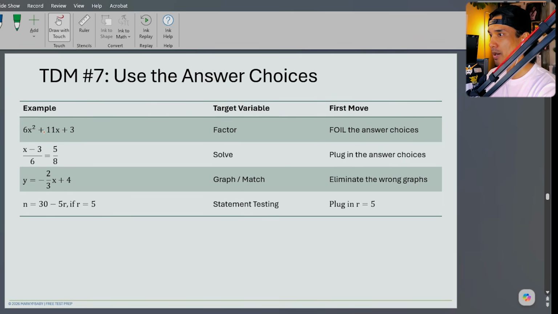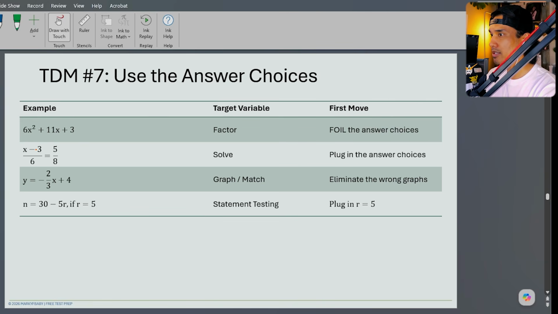Example, 6x squared plus 11x plus 3. The target variable, factor. I think this is wrong, but factor, right? The question is asking me to factor. The first move is to FOIL the answer choices.